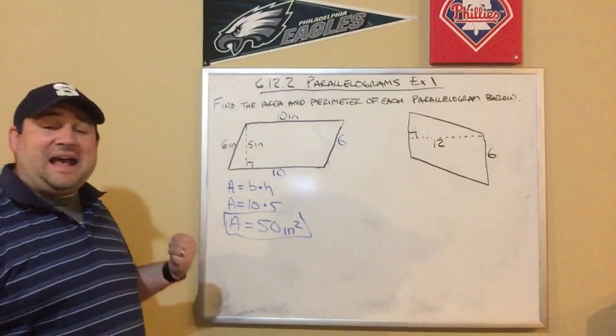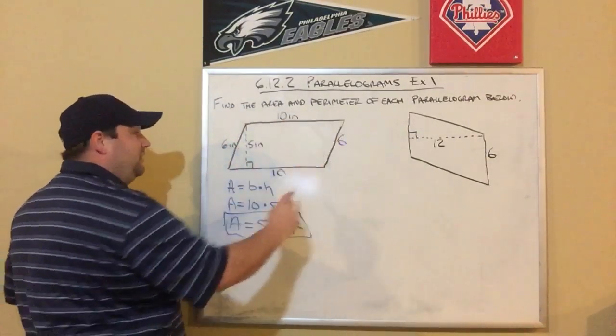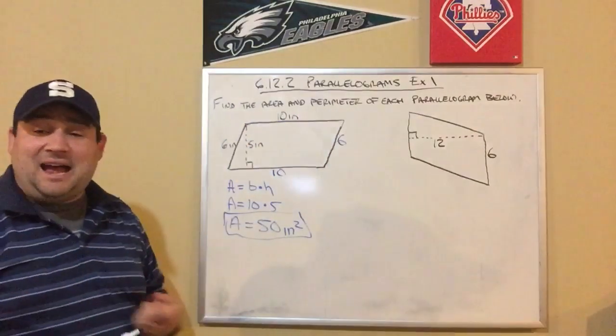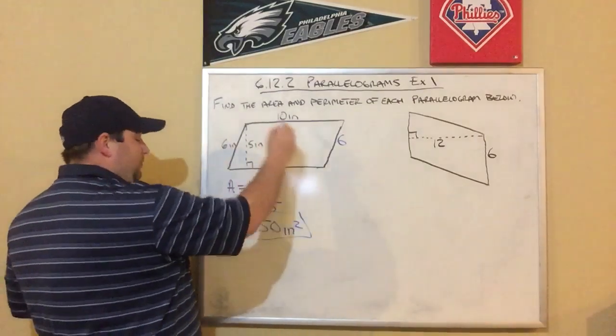Perimeter, you just add up all the sides. Just like a rectangle, it's as if I'm walking around the figure. So that height that's inside of it, it doesn't matter. You don't need that for the perimeter. For the perimeter, you just add up all the sides.